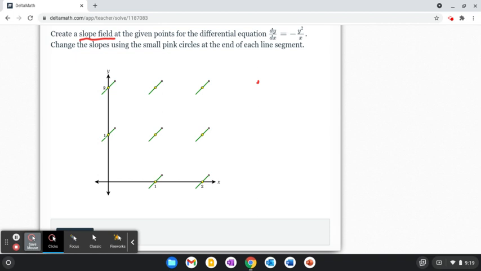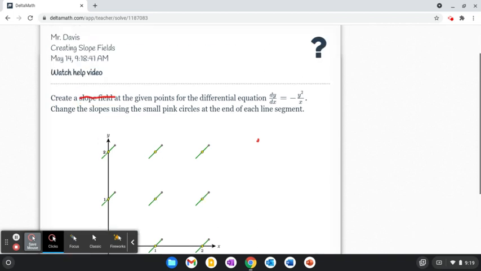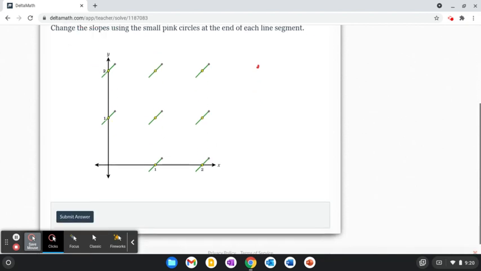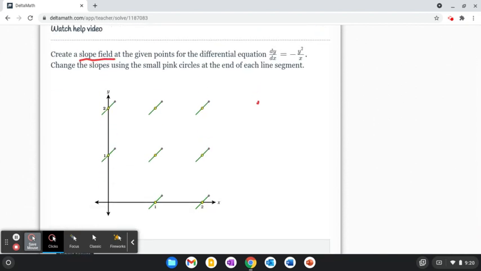You may or may not see this on the AP test. It was on there years ago, and then I took it off, and I believe it's back on the AP test again. So I just wanted you to at least have seen it before, in case you do see it on the AP test.